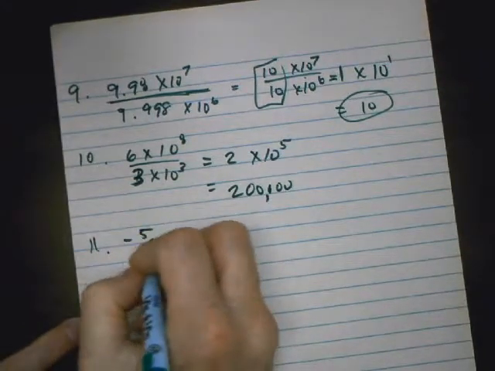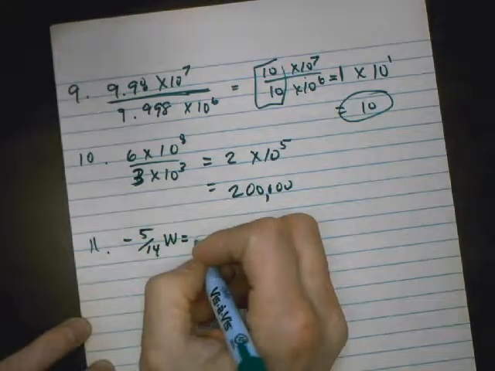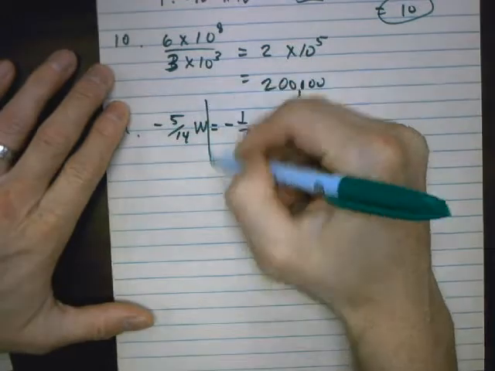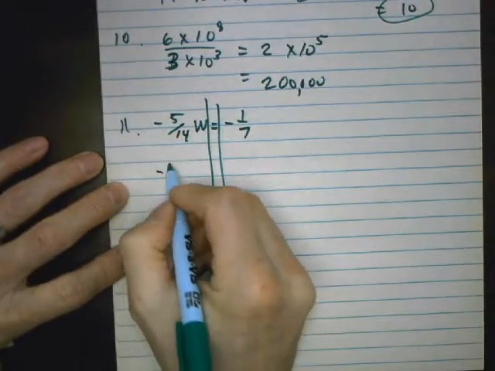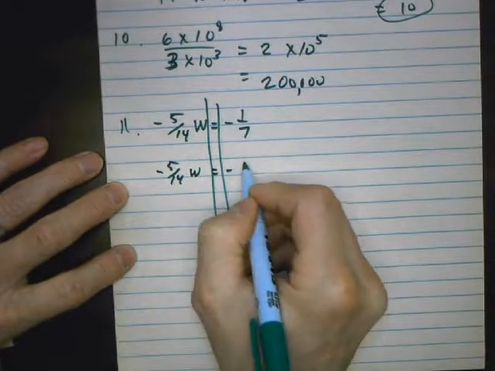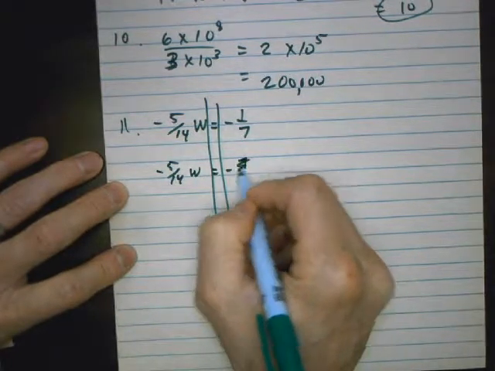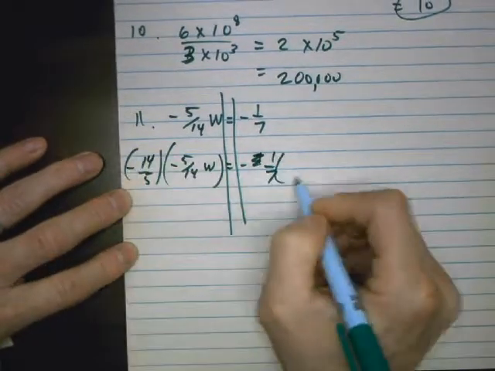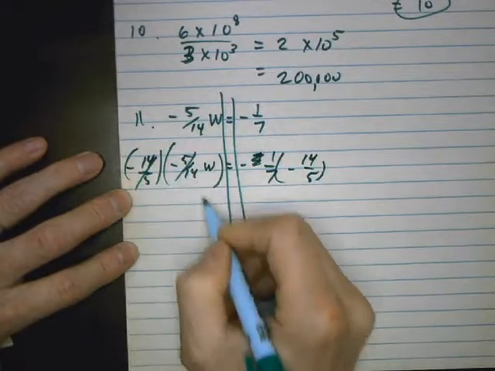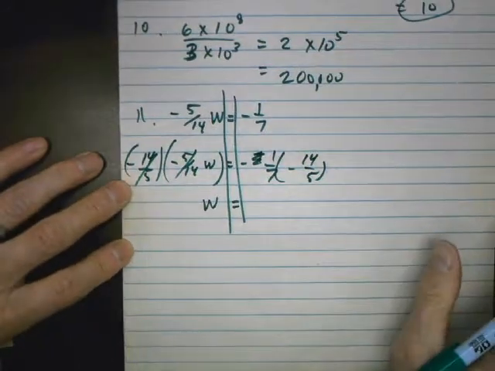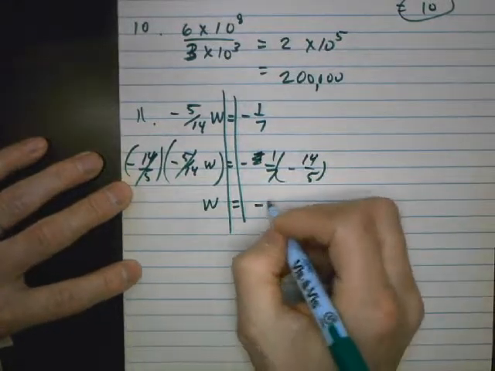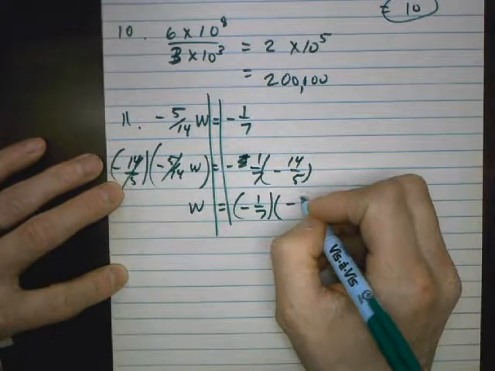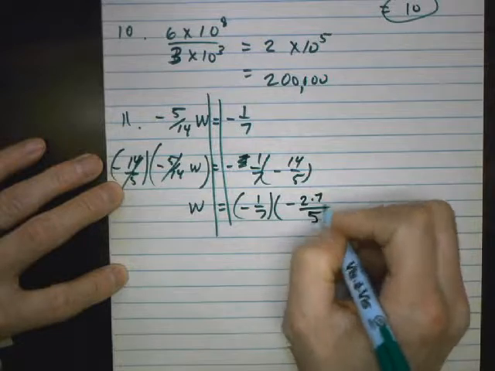Number 11, we have negative 5 to the 14th times some number equals negative 1/7. So we're going to figure out what that number is, or in other words, we're going to solve. So separate our left from our right sides. When I have a fraction in front of a variable and I need to isolate that variable, what I do is I multiply by the reciprocal of that fraction to both sides, and that will isolate that variable. So now I have negative 1/7 times another fraction. Negative 14 is 2 times 7 over 5.